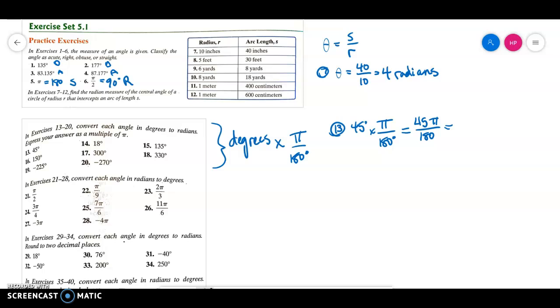That's equal to 1/4. I don't want 0.25 times pi. It should be rewritten as pi over 4 instead. These are all the same. It's just a matter of how they simplify.